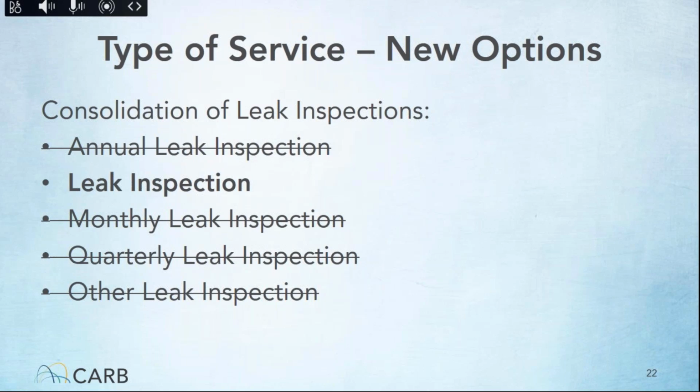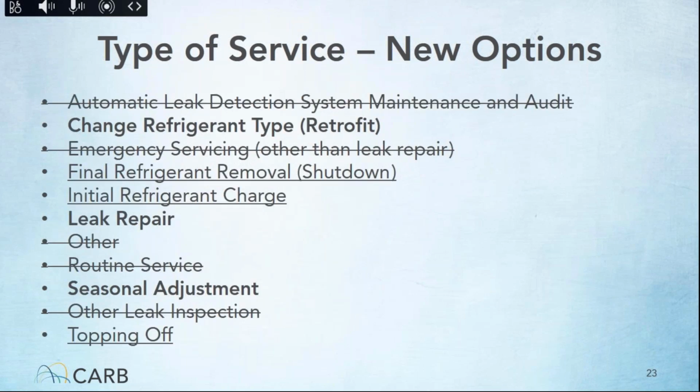This was done just to remove clutter. A lot of times people might put an annual leak inspection and then a monthly and then a quarterly. It doesn't really matter for our purposes, but the system will just check to see if you have the correct amount of leak inspections for each system. For the rest of the different options, they look like this now.